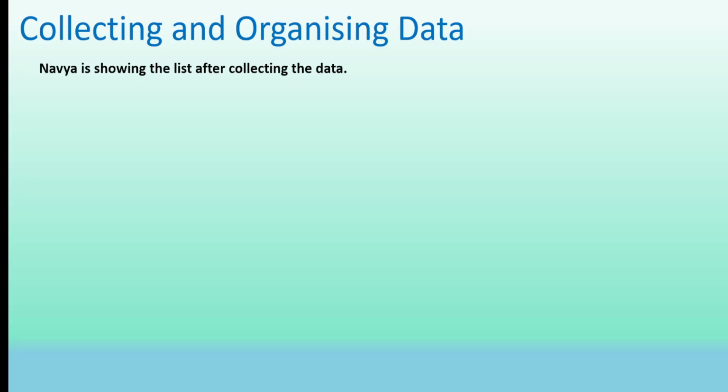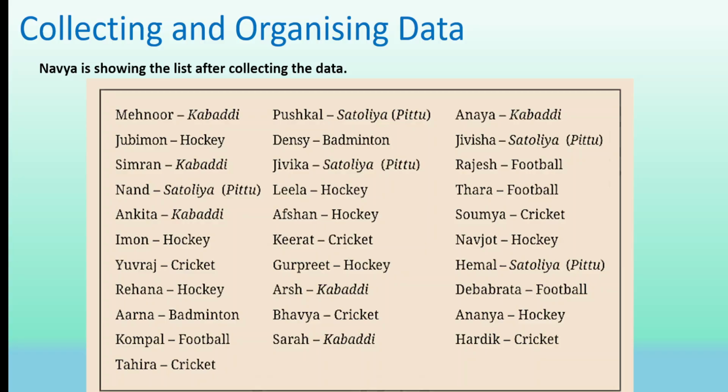Navya collected the information and shows the list as below. Name of the student and their favorite game. Mehnur Kabaddi, Jubiman Hockey, Simran Kabaddi, Nand Satolia, Ankita Kabaddi, Iman Hockey, and so on till Hardik Cricket. So here the name of the student is there and their favorite game is there. Now let us analyze the data and organize it.